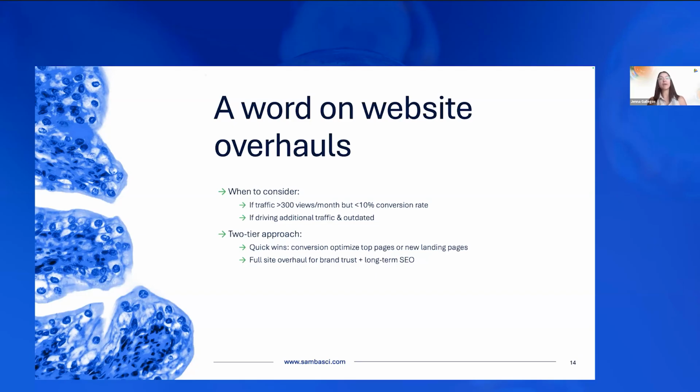We generally recommend following a two-tiered approach. So thinking about what can we do in terms of quick wins. That's either going to be just conversion optimizing some existing pages that you have that are getting a lot of traffic or to which you're going to drive traffic, or creating landing pages specific for ads so that we can start generating leads. We can close those deals and we can be generating an ROI at the same time as we invest in a larger site overhaul, which you may ultimately need to do in order to up-level your brand, improve trust, and improve long-term SEO.